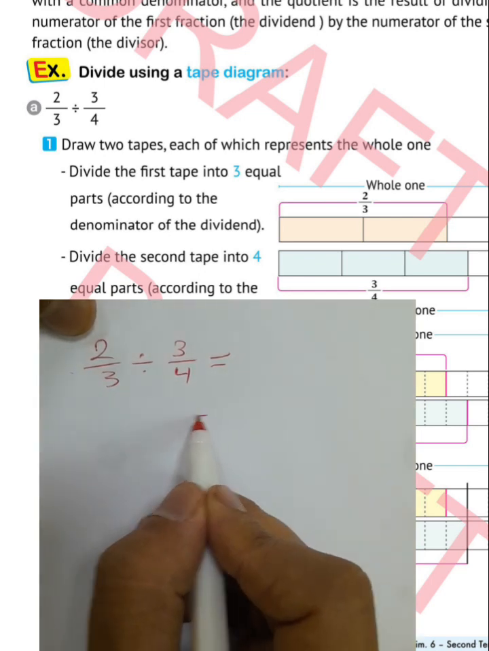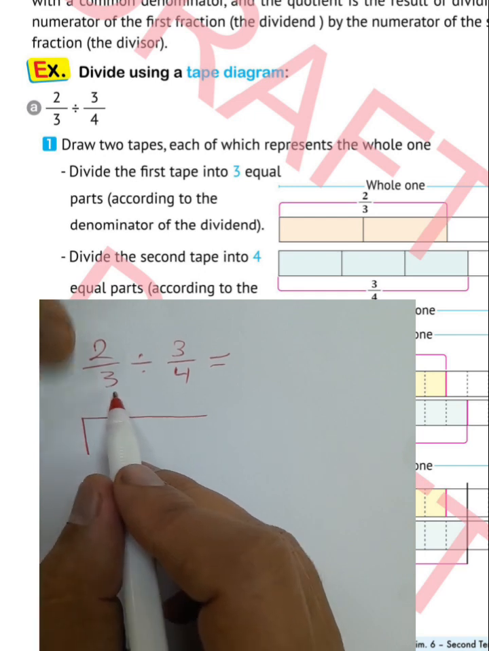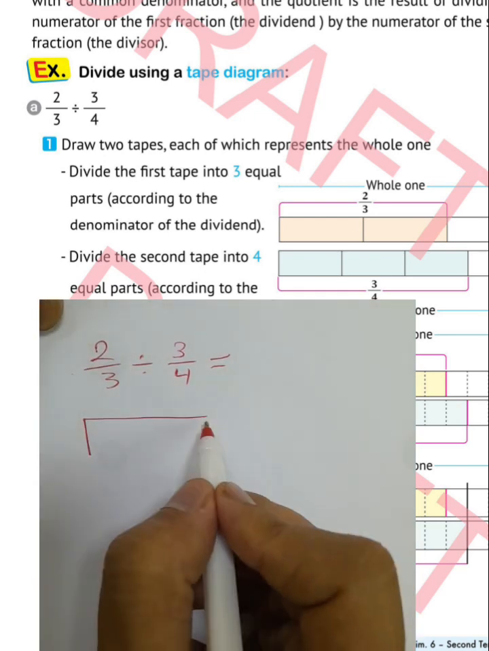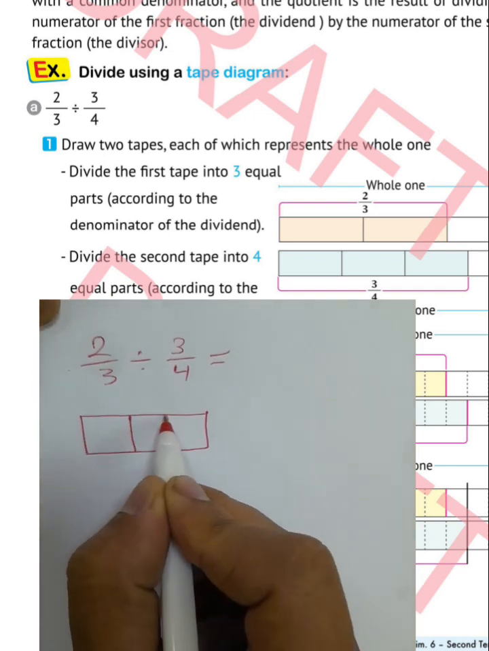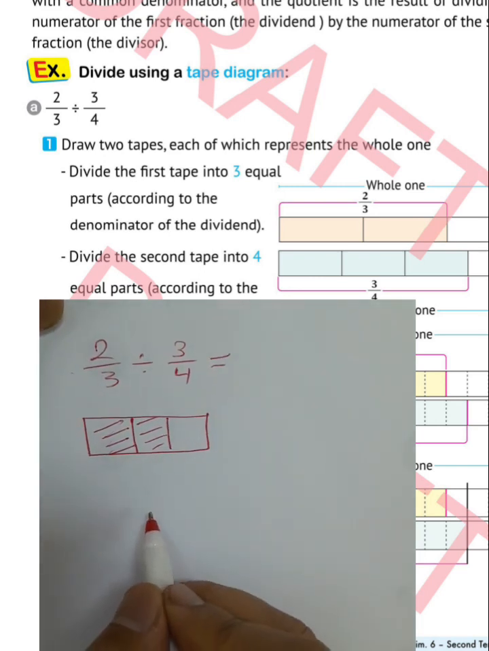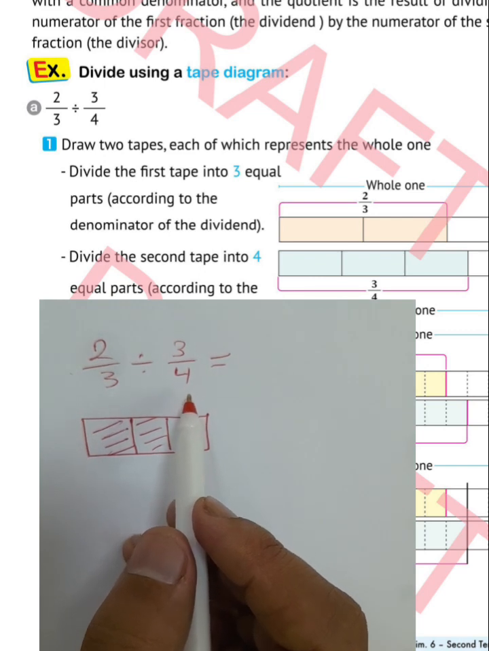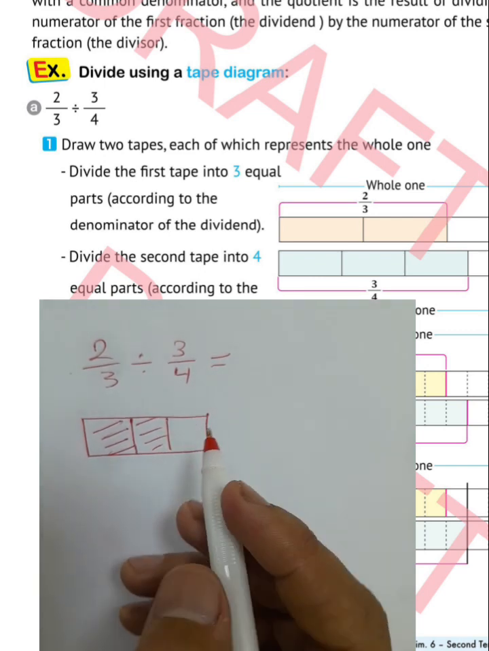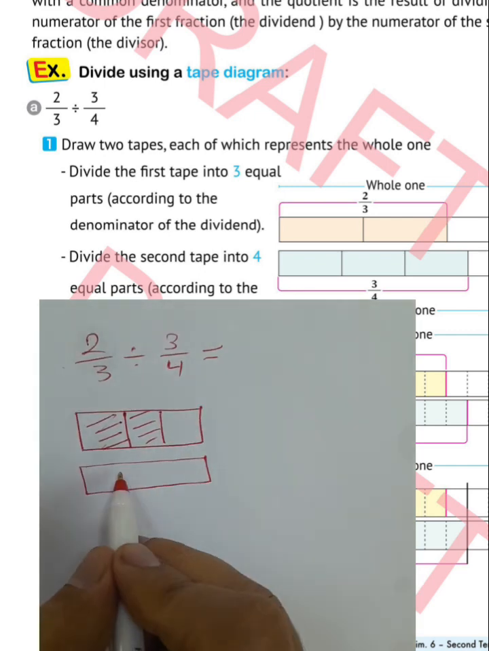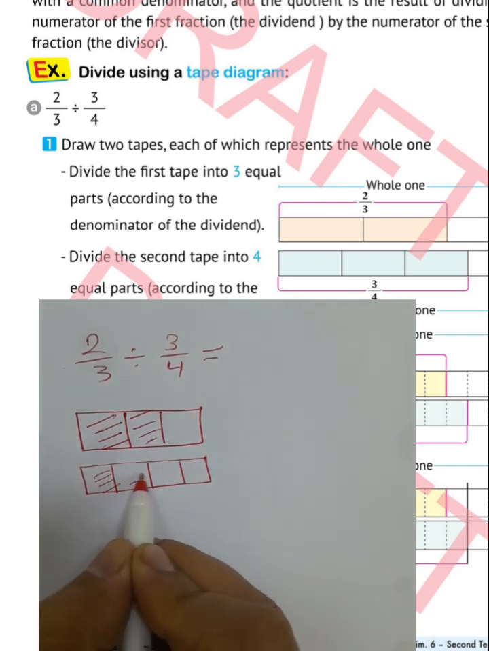We'll draw here a model, and colored one model here contains 3 parts and color the 2, 1, 2. And here 3 over 4 we will draw a model like this one here, but divided into 4 parts, 1, 2, 3, 4, and color 3 parts of it.